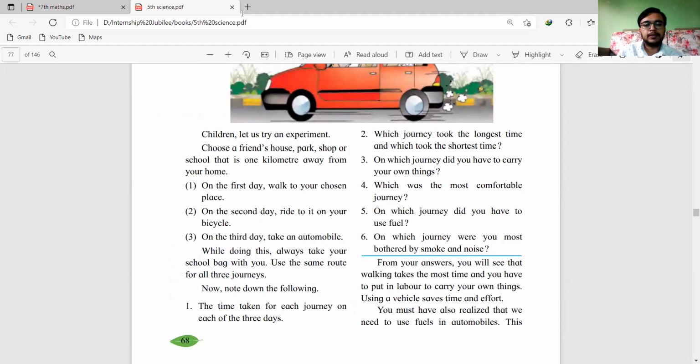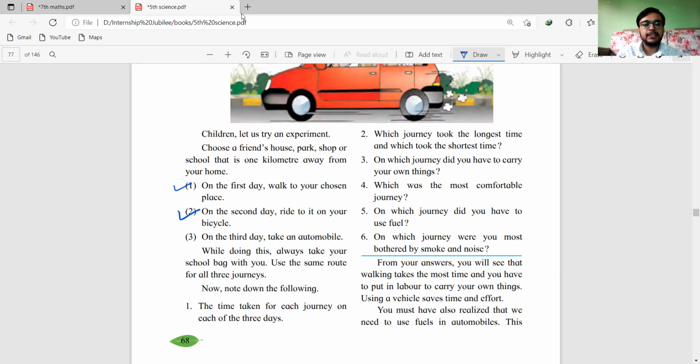Let's try an experiment. The experiment is that choose a friend's house, park, shop, or school that is 1 kilometer away from your home. Right. You have to select any place that is 1 kilometer from your home. Right. Now, first thing you have to do is on the first day, walk to your chosen place. Right. Anything that you have selected, you have to reach that distance by walking.